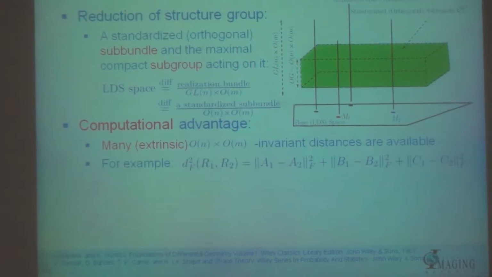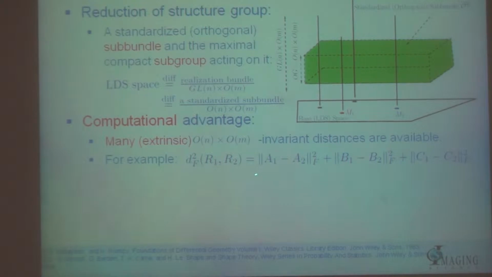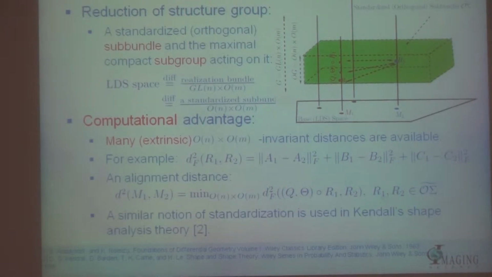So what is one of them? The simplest one is the Frobenius norm one. This is the ON invariant, or orthogonal invariant, distance in the bundle space. And now again you can define the alignment distance by aligning, but now instead of GLN, you see that here it is ON. So this will be again a distance.